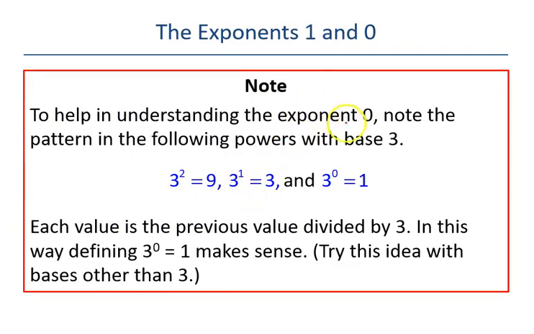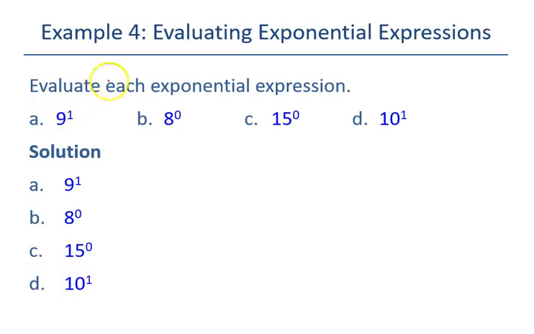So note, to help understanding the exponent 0, note the pattern in the following powers with the base 3. 3 squared is 9, 3 to the 1 is 3, and 3 to the 0 is 1. So that's why you get the power of 1 there. Each value is the previous value divided by 3. In this way, defining 3 to the 0 equals 1 makes sense. So let's do some examples here.